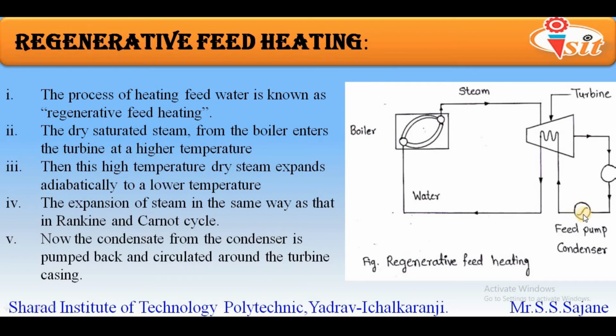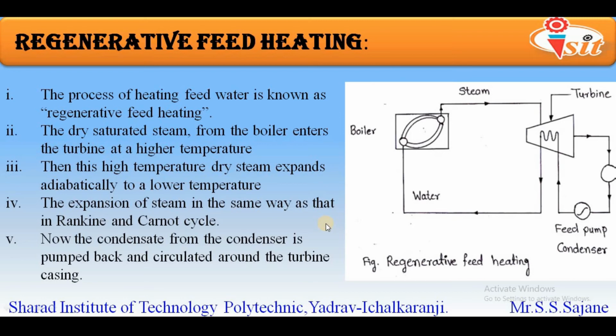Now the actual concept of regenerative feed heating comes in here. If we consider the normal working of this plant, then usually the feed pump is connected directly to the boiler without any change in the route. But in case of regenerative feed heating, as you can observe in the figure, the feed pump is not directly connected to the boiler, but its path has been changed. That is, first through the feed pump, the condensate is allowed to flow over the turbine casing, and then this condensate is fed to the boiler.